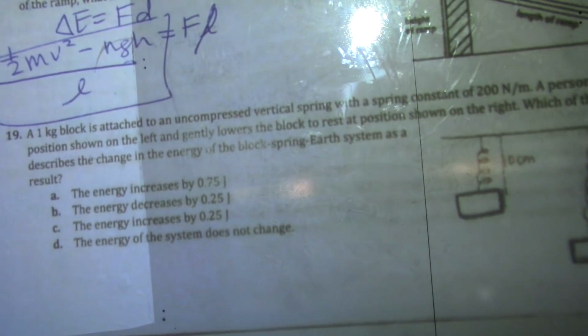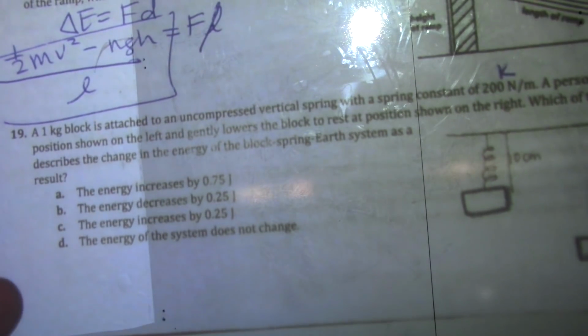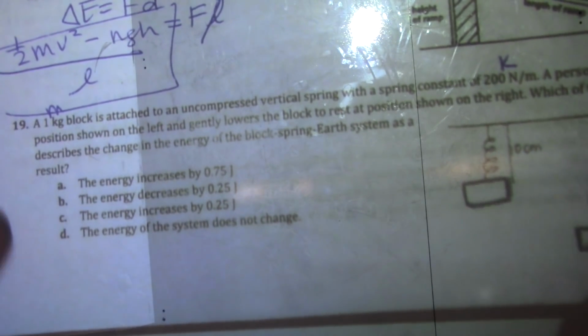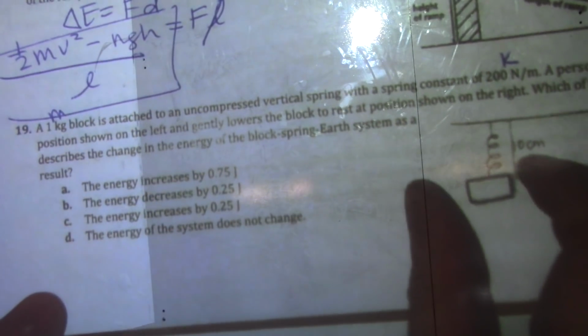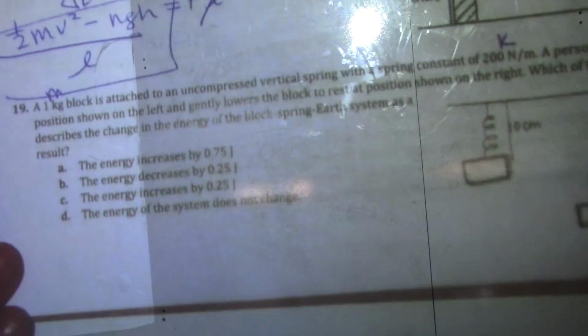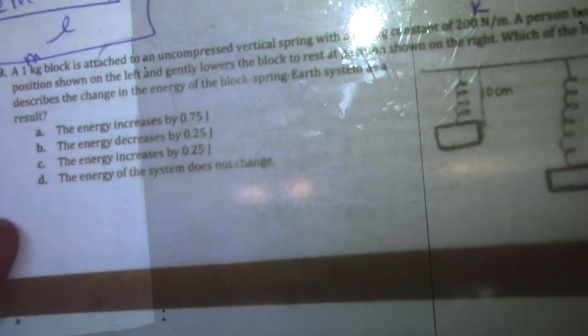A 1 kilogram block is attached to an uncompressed vertical spring of spring constant, so that's my k. That's my mass, as shown, and then they gently lower the block. I'm not going to assume energy is conserved here, because somebody was holding it and then gently lowered it. So the outside force does work. Which of the following describes the change in energy of the whole system?